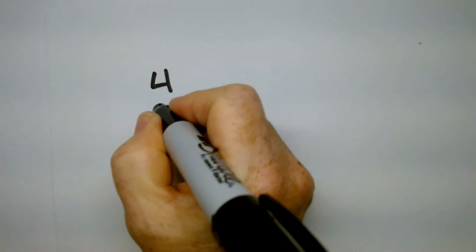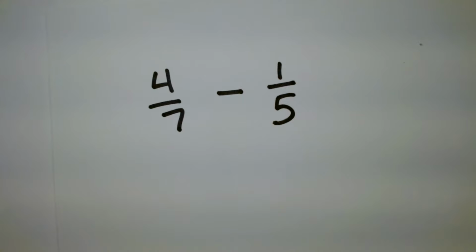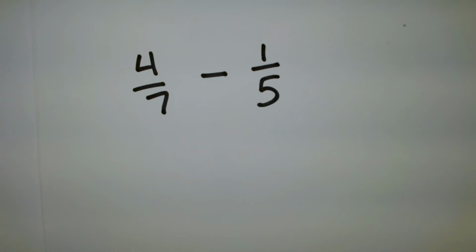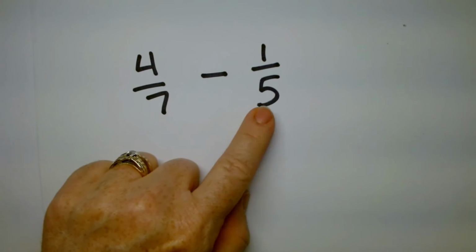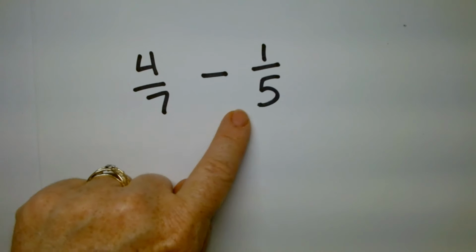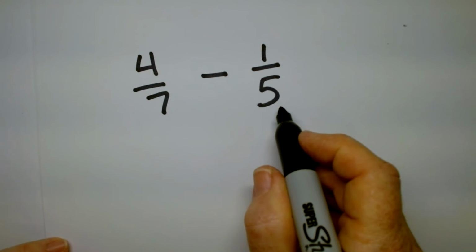Okay, so the next problem I have looks like this. I have 4 over 7 minus 1/5. What is the smallest number that 7 and 5 both go into with no remainders? Okay, in this case, it's 7 times 5, right? Because this is 5, 10, 15, 20, 25, 30, 35, okay? And 7 doesn't end in a 5 until we get to 35, right? So the smallest denominator here is 35.